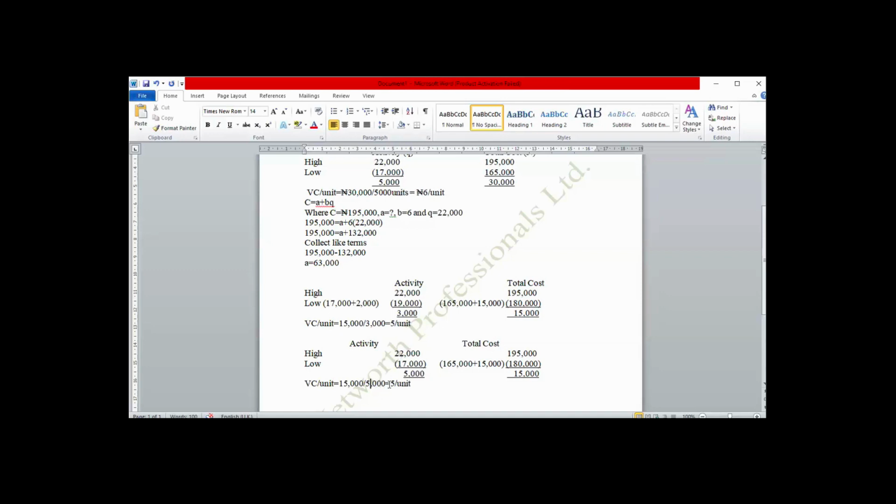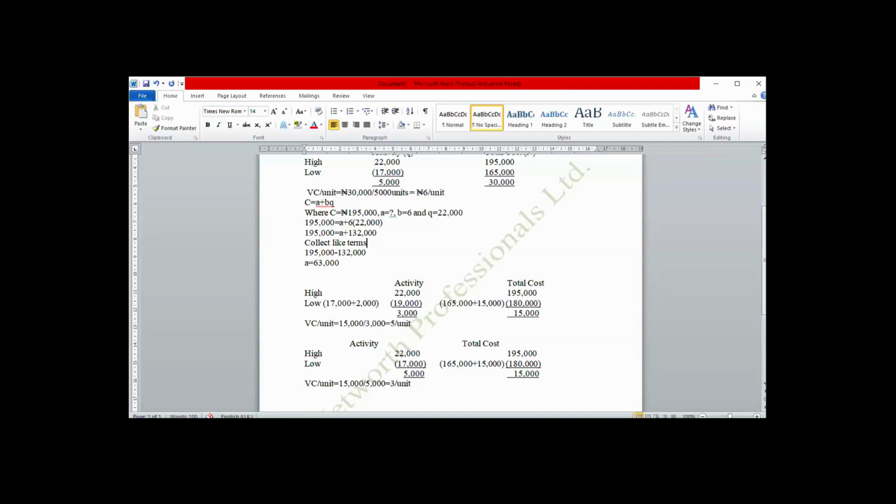15,000 divided by 5,000. What do we have? We have 3 naira per unit. Does it relate to what is being given to us? No. Does it interpret the question? Yes, sir.